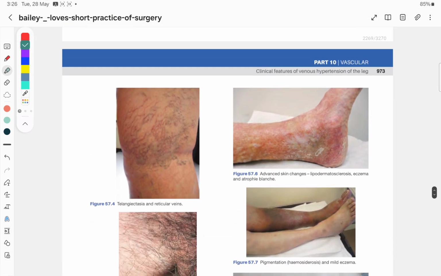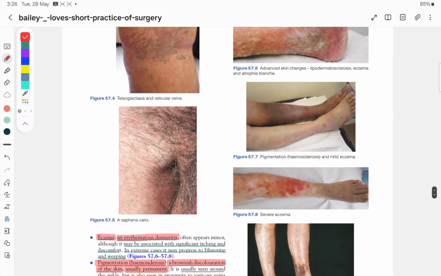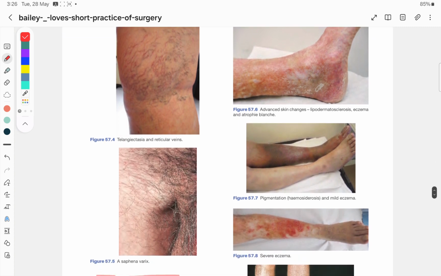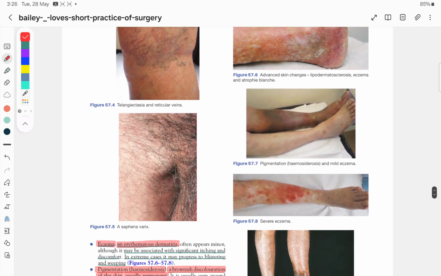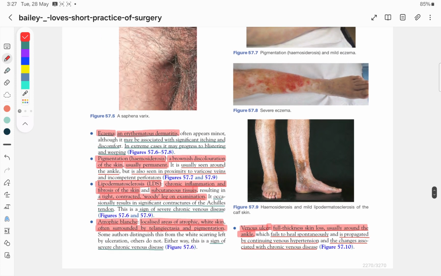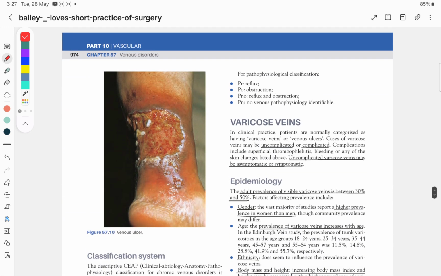So let us go through the images once again. Telangiectasia and reticular veins in 57.4. So these are smaller veins, less than 3 mm in diameter. And this is the saphenopopliteal junction. This is advanced skin changes, lipodermatosclerosis, eczema. Eczema is erythematous dermatitis. Figure 57.7 is pigmentation, hemosiderosis, and this is severe eczema, which is erythematous dermatitis. This is lipodermatosclerosis and hemosiderosis. This is brownish pigmentation, and this is a venous ulcer.